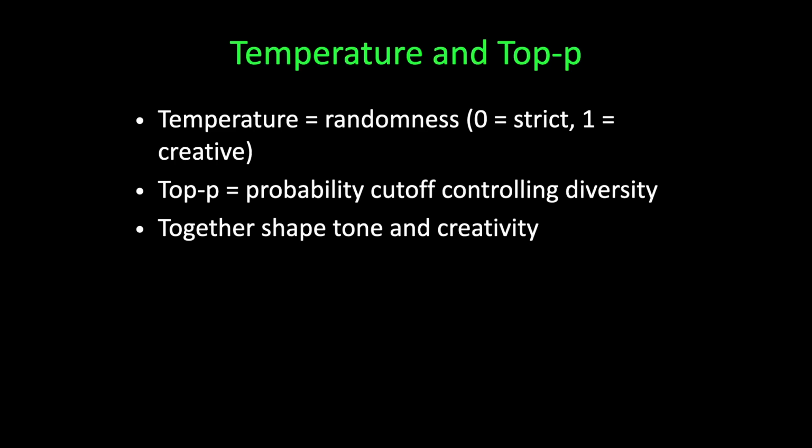Top-P, or top P, is sometimes called nucleus sampling. It limits how far down the probability list the model is allowed to look. With top P at 0.9, the model only samples from the smallest set of tokens whose combined probability is 90%, ignoring the long tail of weird options. Together, those parameters are the creativity controls on an LLM.